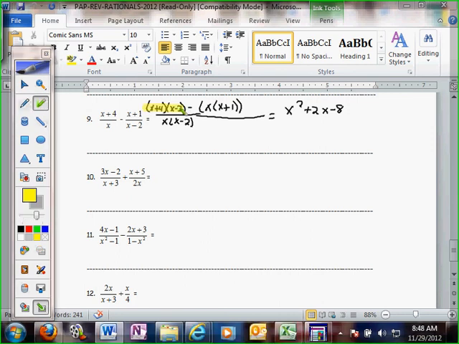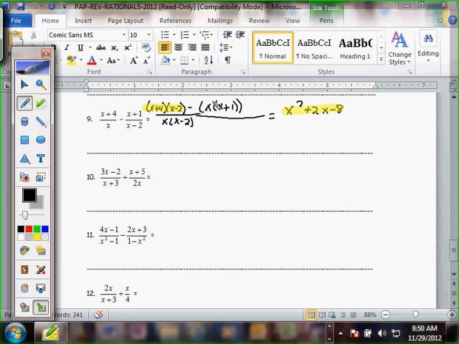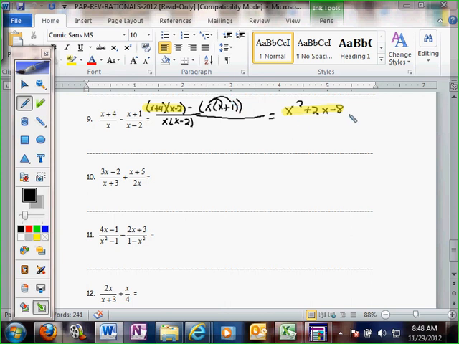This became this. Now I'm going to distribute this x. So I have minus parentheses. X times x is x squared. X times 1 is plus x.